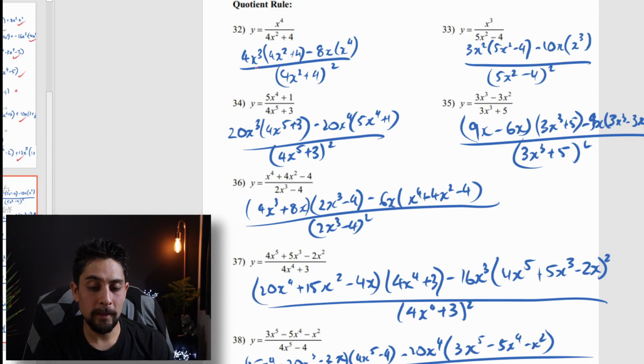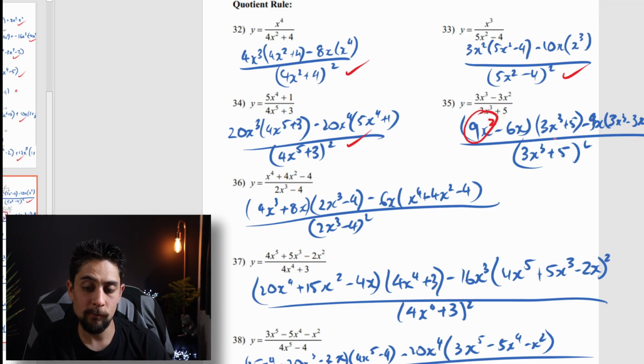Okay, 4x cubed, 4x squared plus 4 minus x4, 8x, and then denominator squared. 3x squared, 5x squared minus 4 minus 10x, x cubed. Denominator squared, 20x cubed, 4x5 plus 3 minus 20x4, 5x4 plus 1. Denominator 9x squared, wrong. Minus 6x, 3x cubed plus 5 minus 9x squared. 3x cubed minus 3x squared.